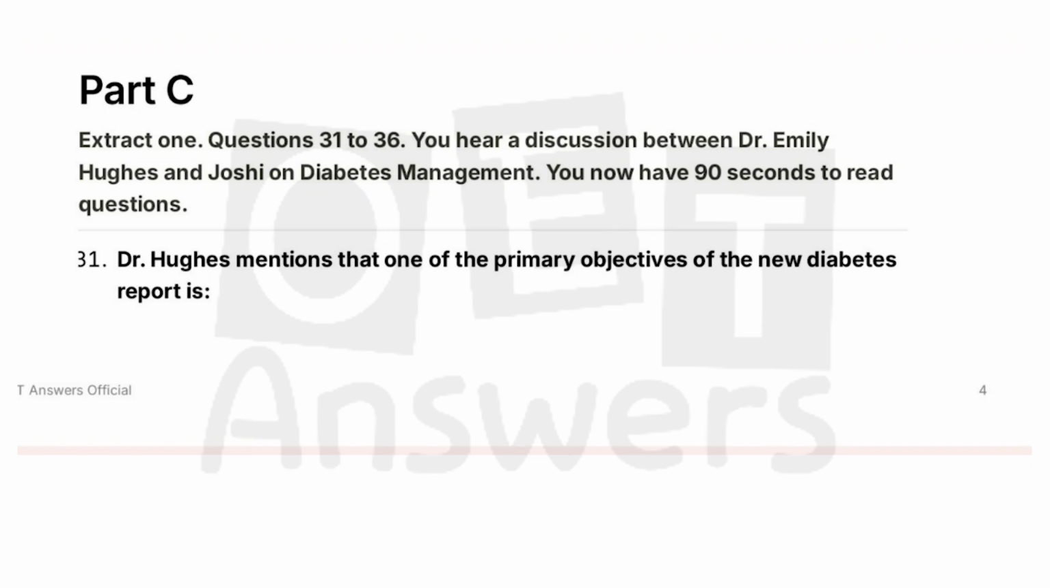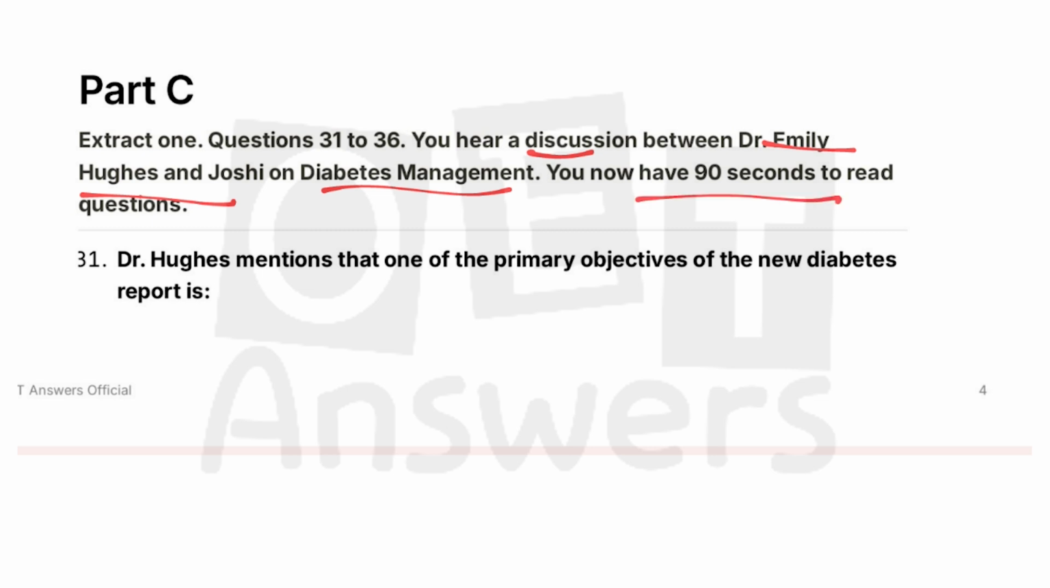Okay, here we can see some examples for your better understanding. I'm going to show you how to apply the 90-second strategy on this extract. This is Part C, Extract 1. As usual, the instructions: questions 31 to 36, you hear a discussion between Dr. Hughes and Joshi. So this is about what? A discussion. How many of them are involved? Two persons, Dr. Hughes and Joshi, regarding diabetes management. From this scenario, you can clearly understand what is going to happen in the whole audio. Am I right? So now we are coming to the right path.